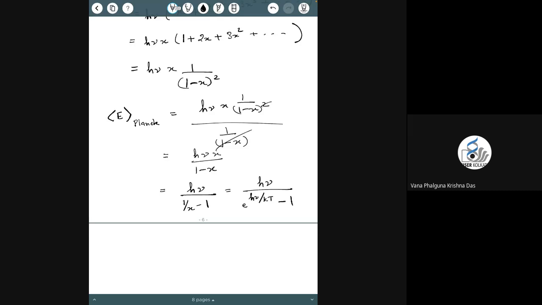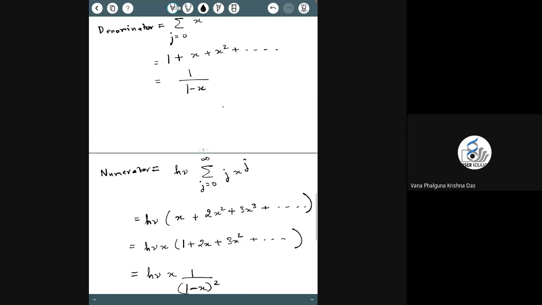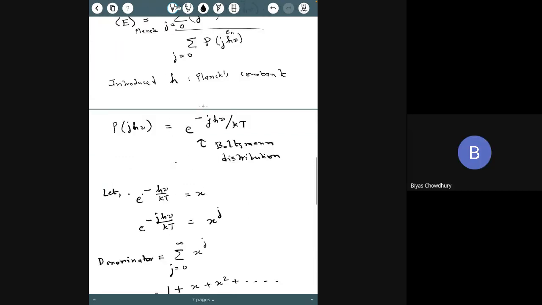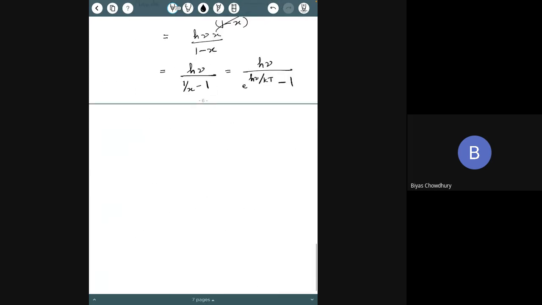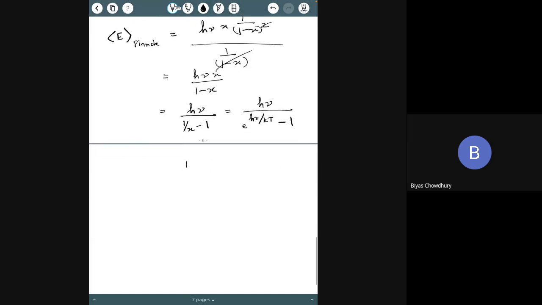Okay, so this is fine. So what is the difference now? Let's look at the two average energies. Ma'am, I'm not getting how we got that 1 plus 2x plus 3x squared expansion to be 1 by 1 minus x whole squared and so on. Okay, I can show that, no problem. I'll just do a side note here then.